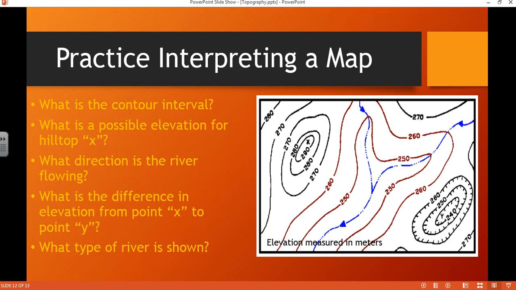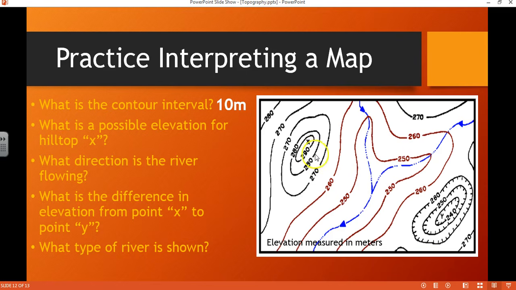All right, so let's practice real quick answering a few questions using this topographic map. We'll be doing a lot of practice in class, but you should be able to answer these questions here from the information I've given you in this video. So let's first start by answering the first question: what is the contour interval? Well, this is an easy map to figure out because each line has an elevation indicated. And so you can see that the elevation is changing by 10 meters every time you see a contour line.